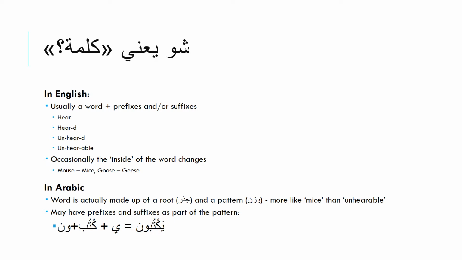Hear is about being able to hear things with your ears. Hearable means I'm able to hear something, and unhearable negates that. It can't be heard. Notice that the hear part doesn't really change. It just stays the same. That center heart of the word is sort of the same. Occasionally in English we do have some words where like the inside of the word changes to change the meaning.